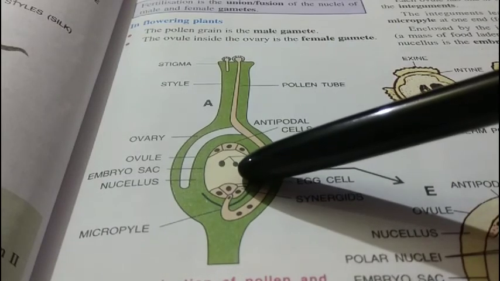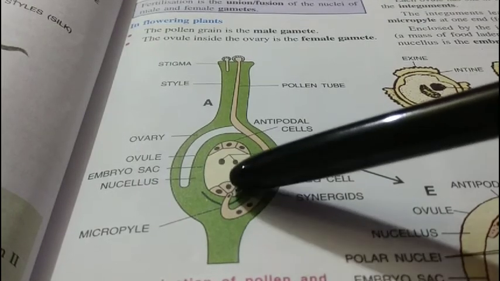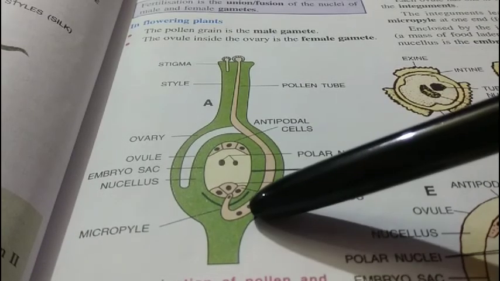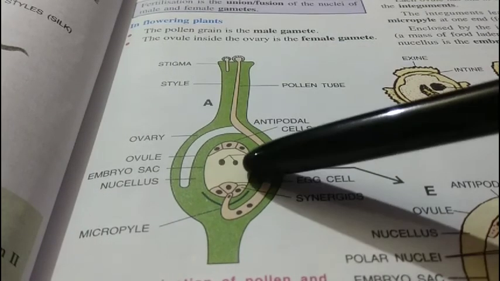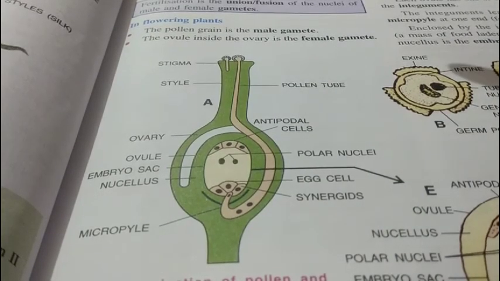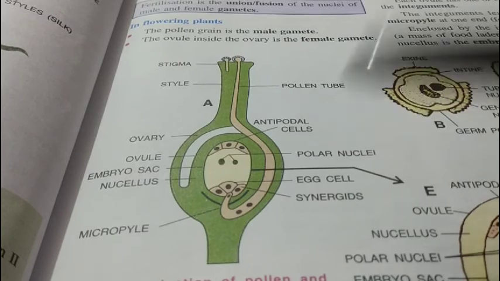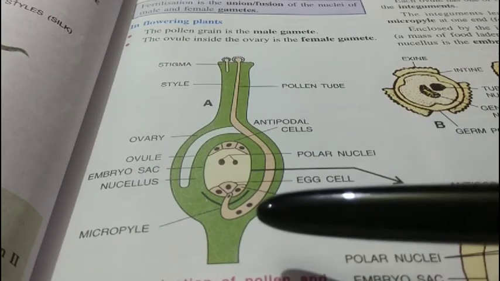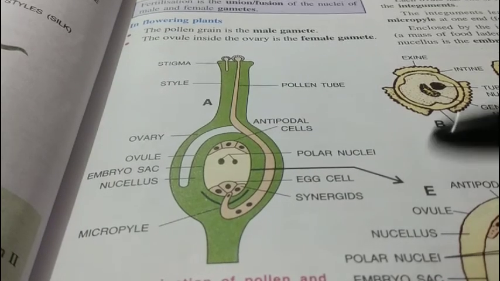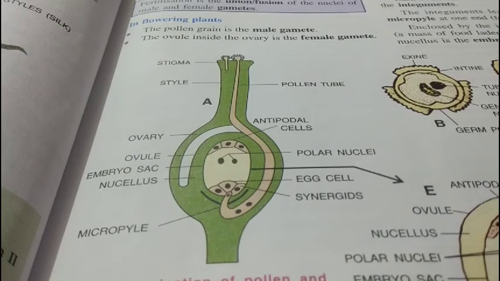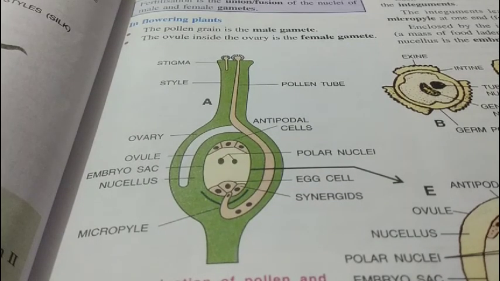The polar nuclei, in the meantime, unite to form the secondary nucleus. This secondary nucleus again unites with the other male nucleus of the pollen tube, resulting in triple fusion. So the first fusion was between the polar nuclei to form the secondary nucleus. The second fusion was between the secondary nucleus and the male nucleus, resulting in triple fusion, due to which endosperm is formed. So in all, this fertilization and the previous fertilization together are known as double fertilization.